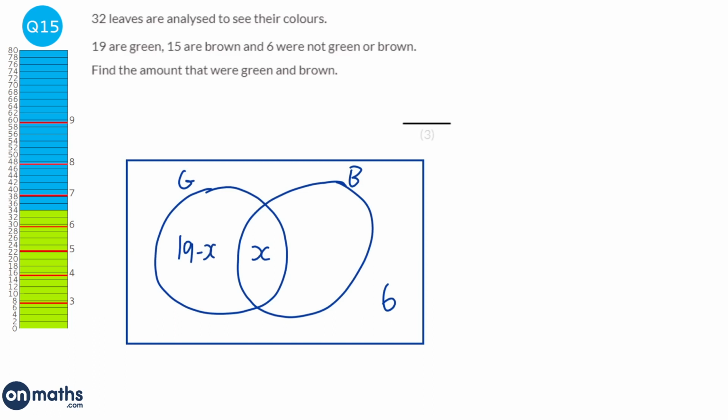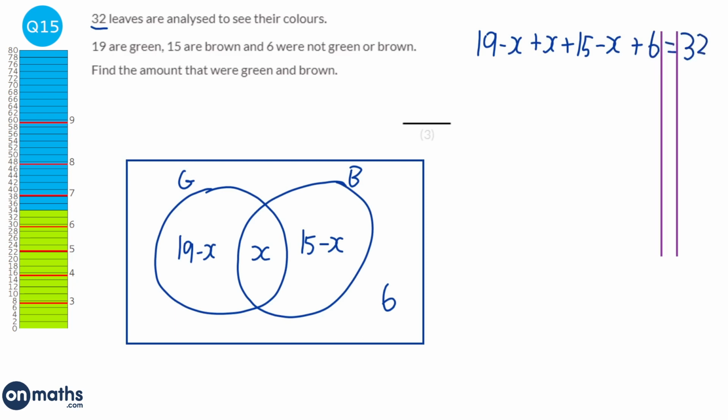And for the brown we can do the same, so it'd be 15 minus X. And for the next step, we know that all of them together add up to 32, because it says in the question. So we're going to add all of these, the 19 minus X, the 15 minus X, and the 6 together, and we know that equals 32. And let's get our solving lines in.